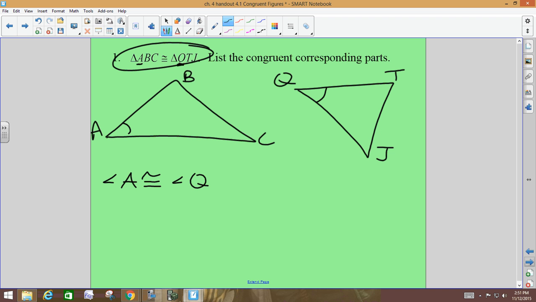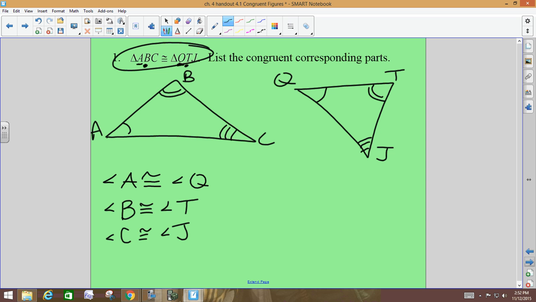Using the congruency statement, angle B would be congruent to which angle? T, because they're both in the middle on the congruency statement. Mark it. When you mark it, make sure you use a different set of curves, and then list it. Angle B is congruent to angle T. And then lastly, angle C is congruent to angle J. So there are your three angles.